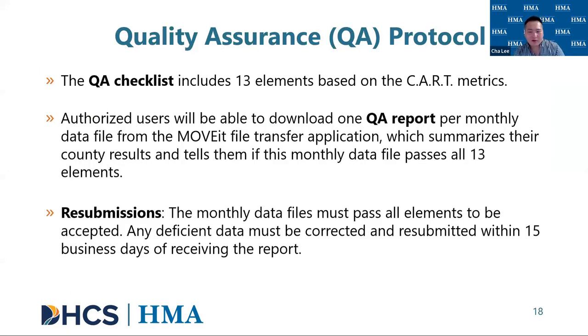HMA has a quality assurance checklist with 13 elements. This QA checklist follows the card matrix. Authorized users will be able to download the QA report per monthly data file from the MOVEit file transfer application, which summarizes their county result and tells them if this monthly data file passes all 13 elements. The monthly data file must pass all 13 elements. Any deficiency must be resubmitted within 15 business days of receiving the QA report.